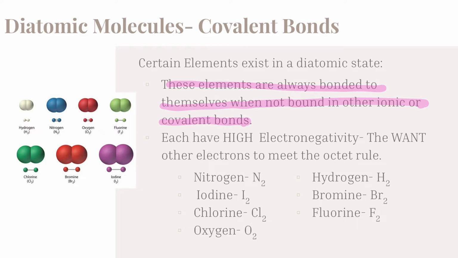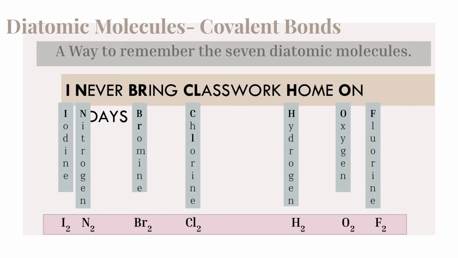So if they are just by themselves, they are always bound to another one of themselves. They each have high electronegativity. They want other electrons to meet the octet rule. So the diatomic molecules are nitrogen, iodine, chlorine, oxygen, hydrogen, bromine, and fluorine.